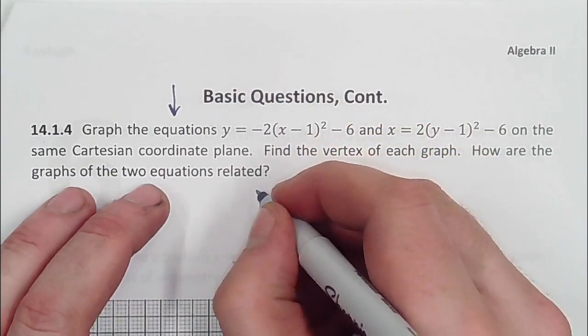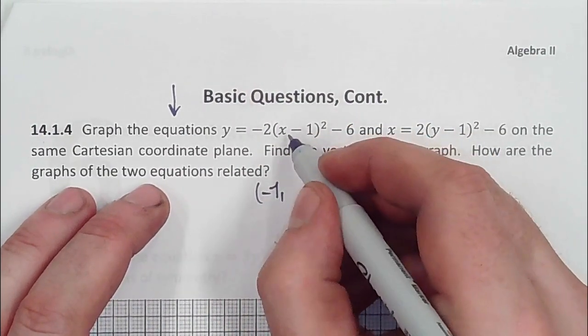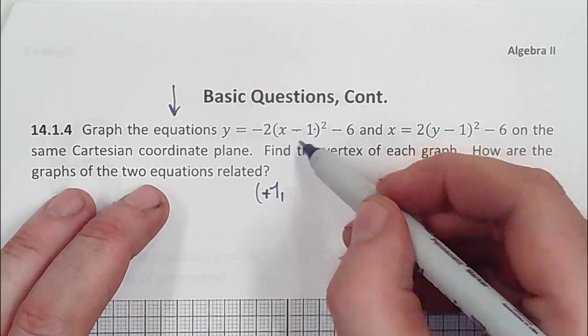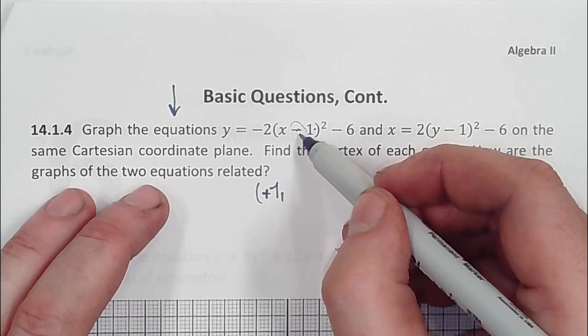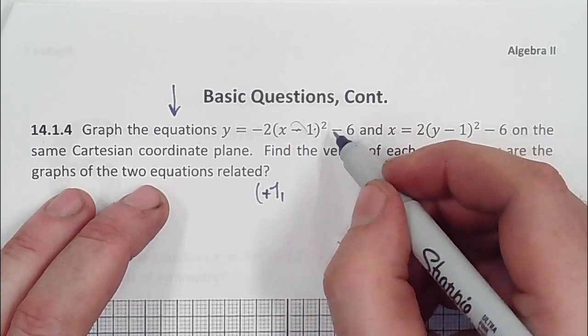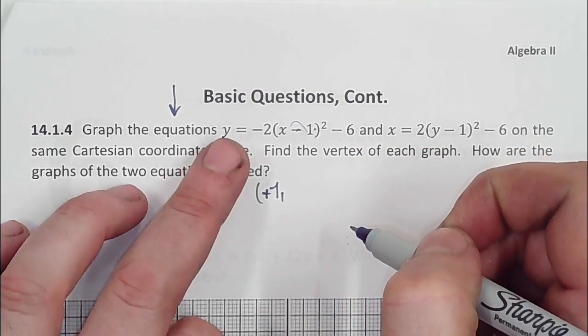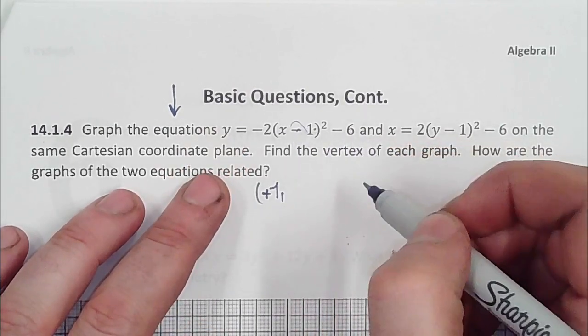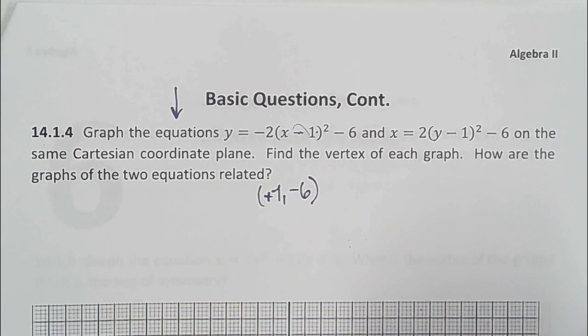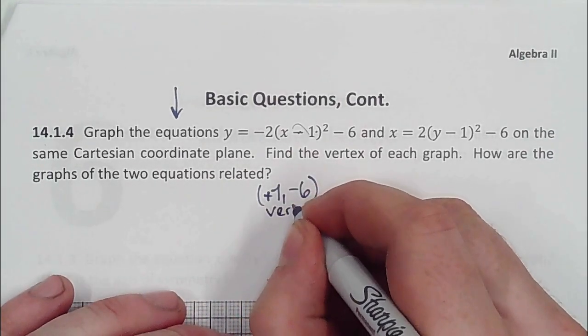Our vertex for this one is going to be -1, or sorry, not -1, +1, because that's what's going to make this 0. 1 minus 1 is 0. 0 squared is 0. 0 times -2 is still 0. And of course, what will be left over is 0 minus 6, and that'll give us y. So 0 minus 6 is -6. So when I plug in 1 for x, I get -6 for y. That'll be our vertex for this parabola.